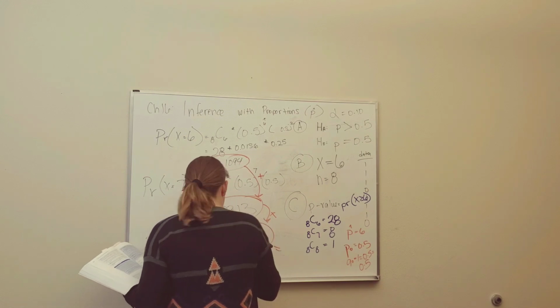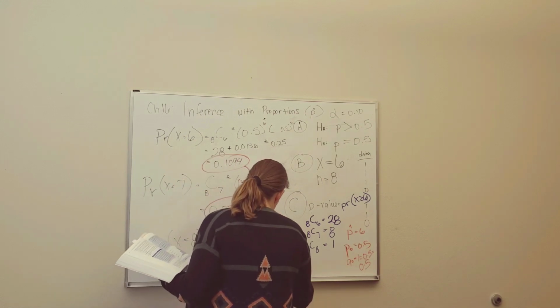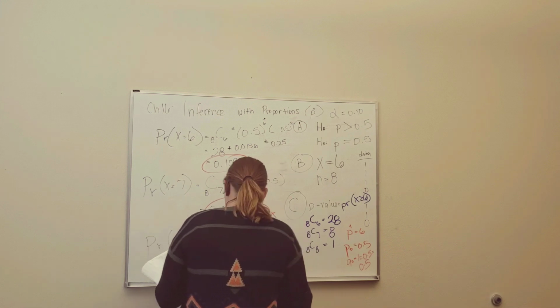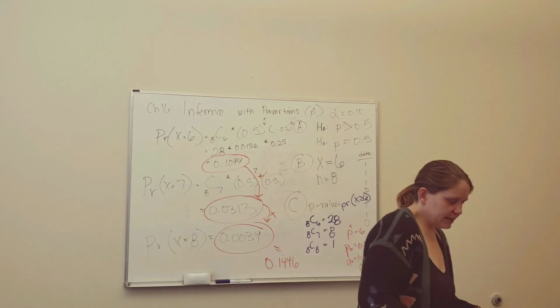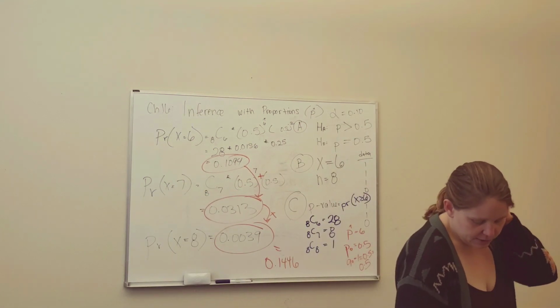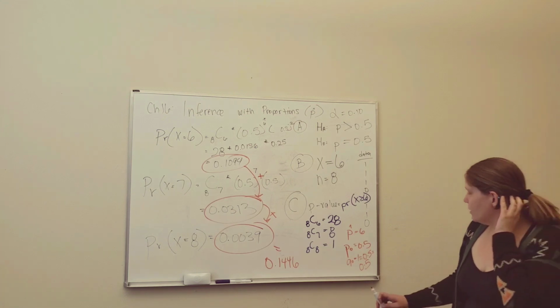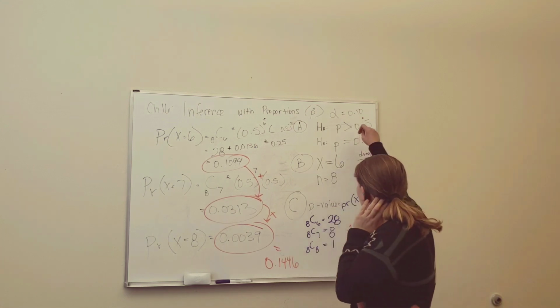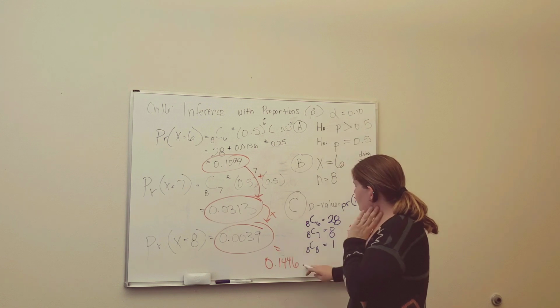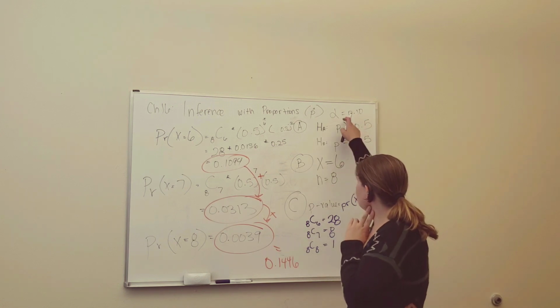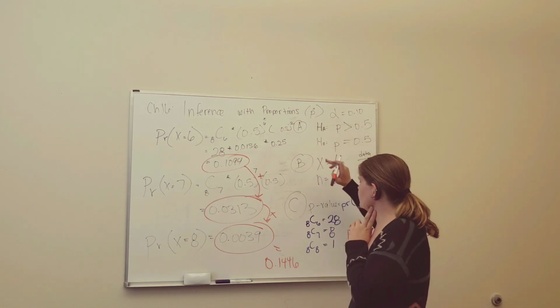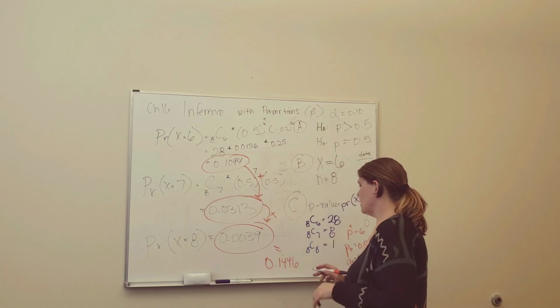Now to calculate the p-value, we add all of these values together. That gives us a p-value of 0.1446. Now, we get to use the same logic we've already used. We compare our p-value to our alpha value. Our p-value again is greater than alpha, so we fail to reject the null hypothesis. And that's our conclusion.